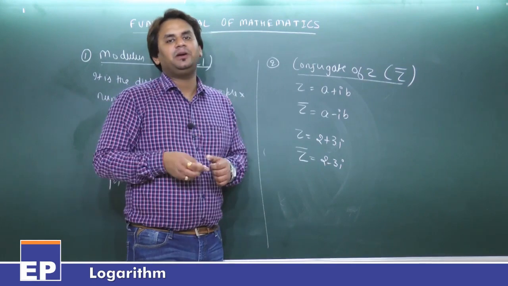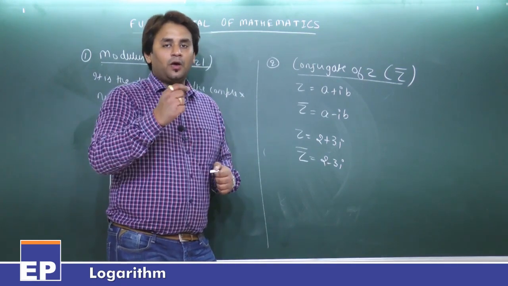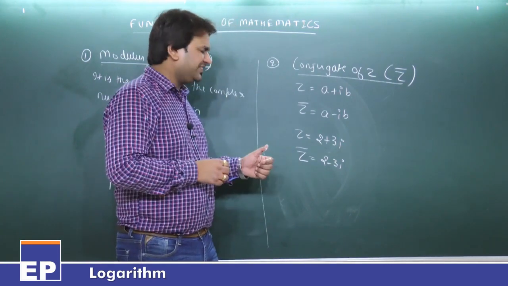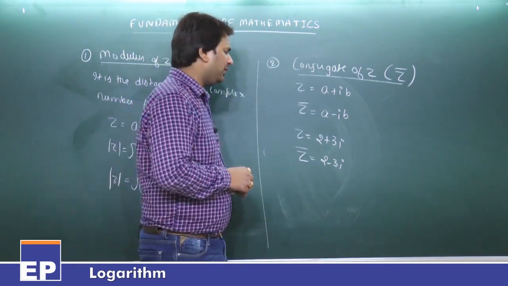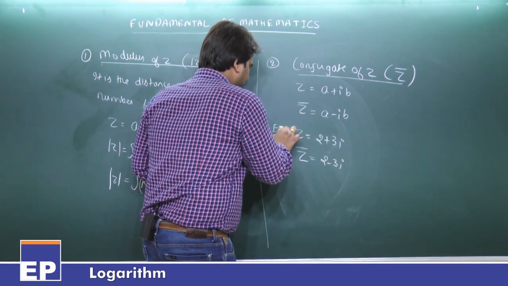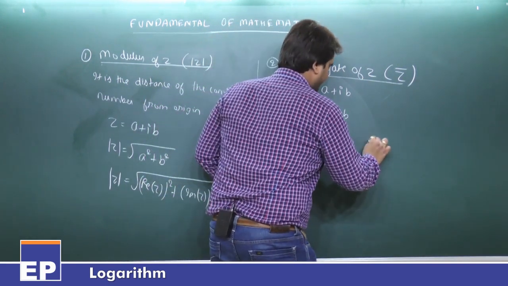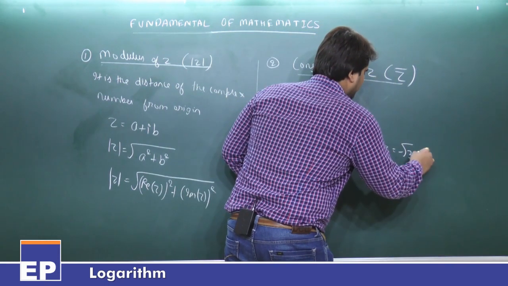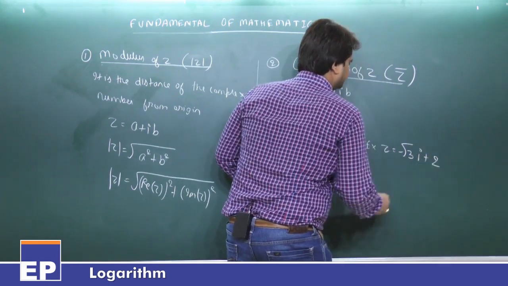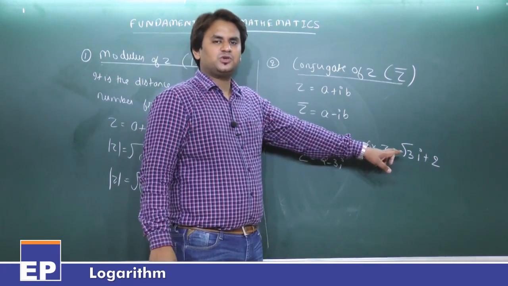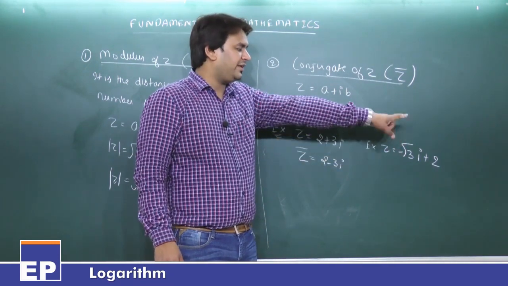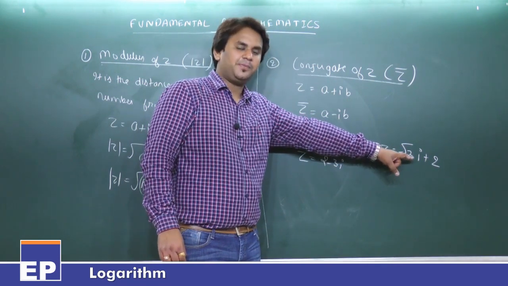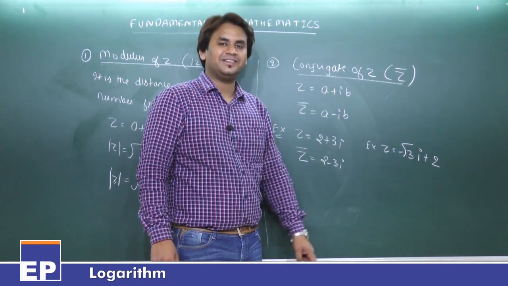So this is the algebraic definition. What is the algebraic definition? If you want to find the conjugate of a complex number, then just change the sign of the imaginary part. Let us take one more example. Suppose z is equal to minus root 3 iota plus 2. What is the real part here? The real part of the complex number is 2. What is the imaginary part? That is equal to minus root 3.